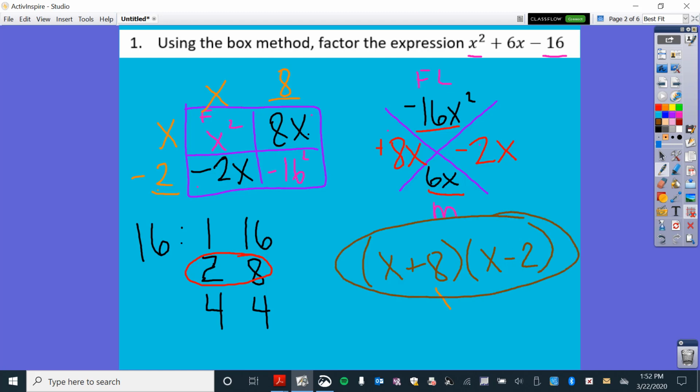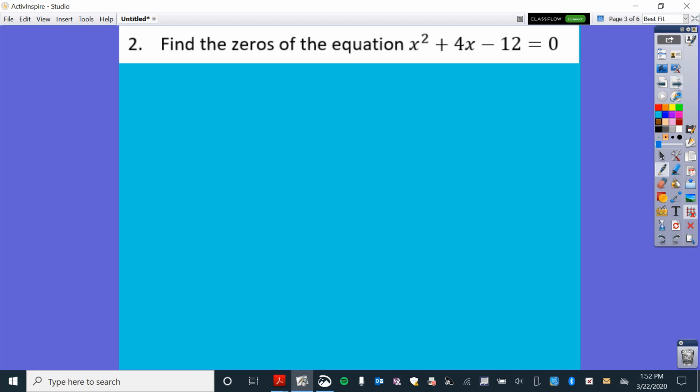Okay, number 2. So they want us to find the zeros now, okay? So we're going to start off this problem doing the exact same thing. So we're going to factor it first so that we can figure out how we're going to be finding our zeros. So again, we're going to draw our box and our x. Okay, and we're going to go ahead and start plugging in what we know.